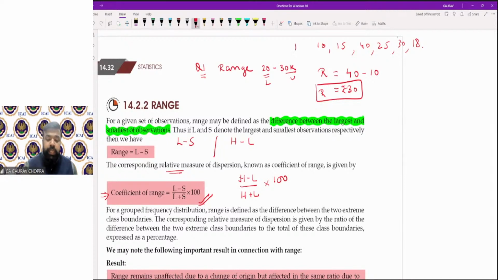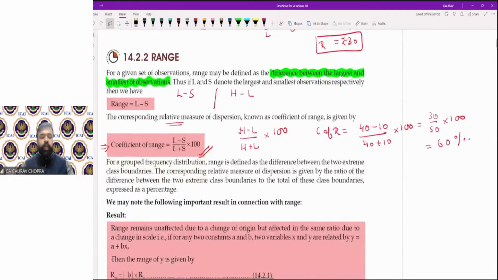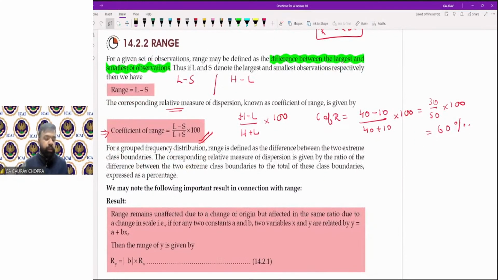Okay, so in the same example which we have taken above, let's find out the coefficient of range. So 40 minus 10 upon 40 plus 10 multiplied by 100. So 30 upon 50 into 100. So you are getting 60%. So this is your coefficient of range. तो ये एक simplest way है to calculate the range.